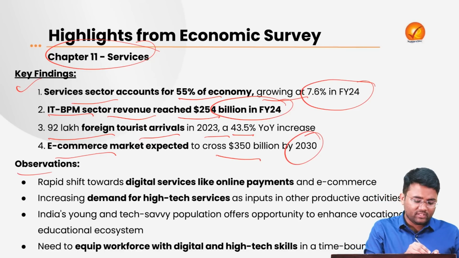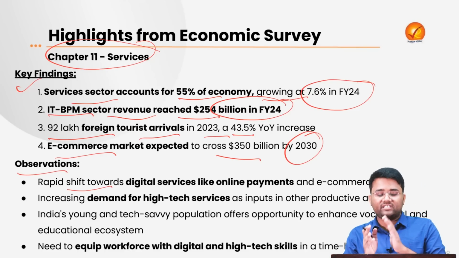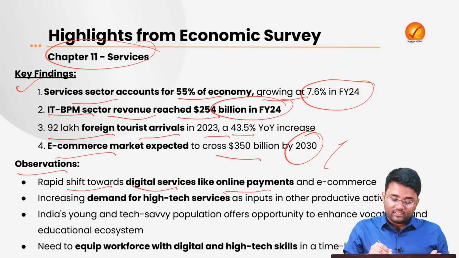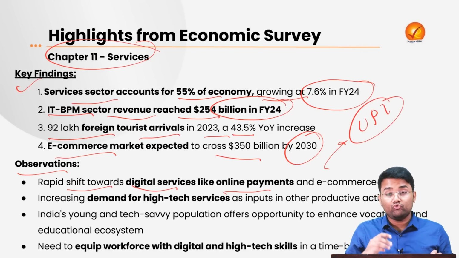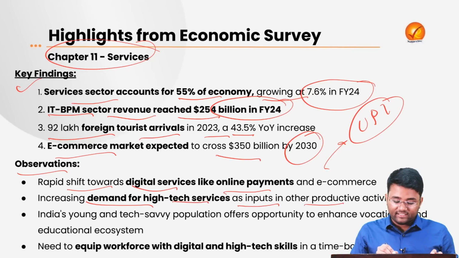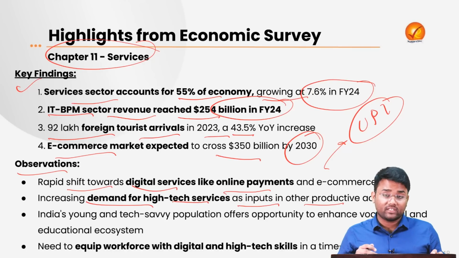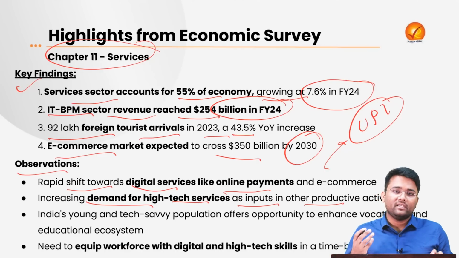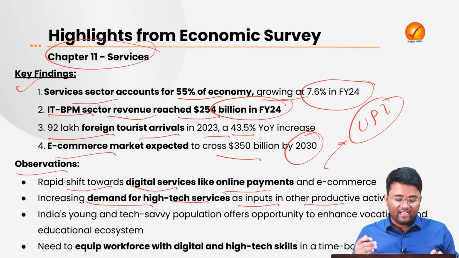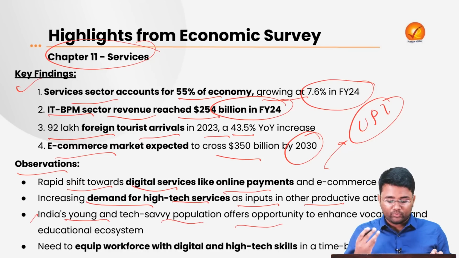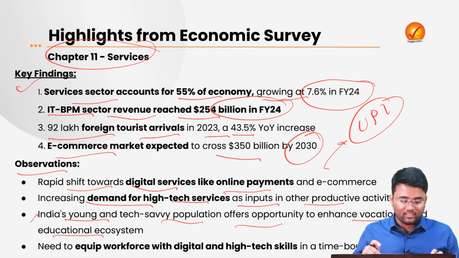The various other observations have been that there has been a rapid shift towards digital services like online payment and e-commerce. If we see the past few quarters, UPI transactions have increased manifold. Then there is also increased demand for high-tech services as inputs in other productive activities. The demand for artificial intelligence, machine learning and blockchain technologies, etc. has seen an uptrend. India's young and tech-savvy population offers an opportunity to enhance the vocational and educational ecosystem.